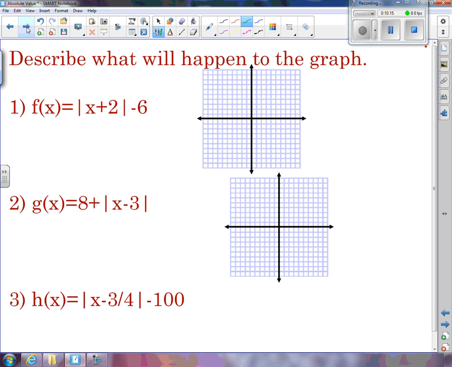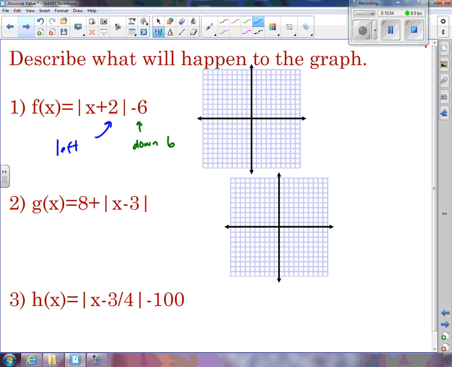So here, if your function is the absolute value of x plus 2, minus 6, let's talk about what each of these do. This minus 6 is the easier thing to think about. That minus 6 will bring the graph down 6 units. Now let's think about what that plus 2 will do. Because it's on the inside of the absolute value, it behaves the opposite way than the sign says. So because it's plus 2, it's going to move in a negative direction 2, or to the left 2.